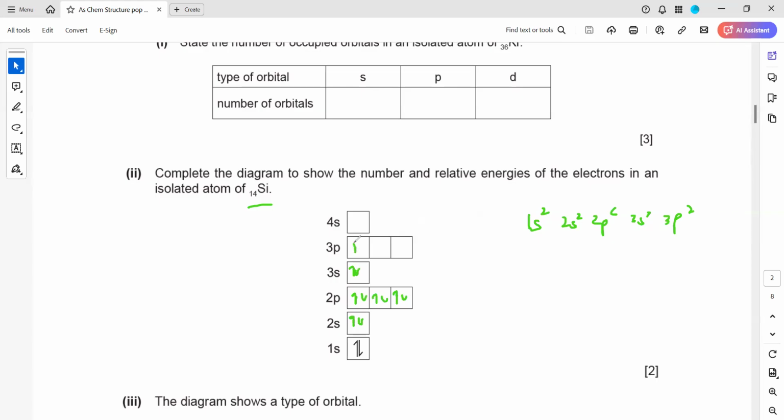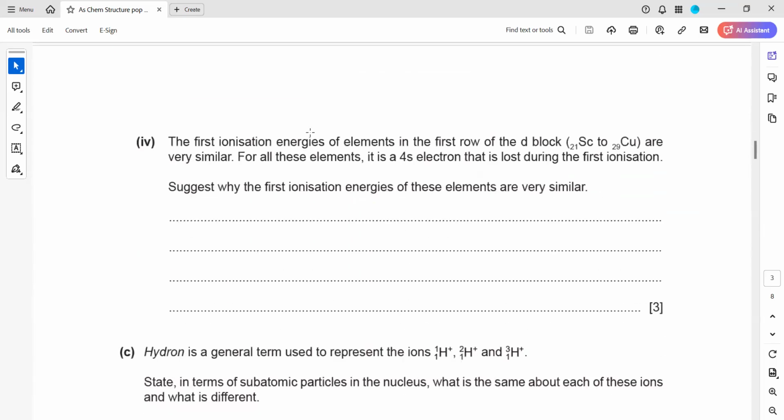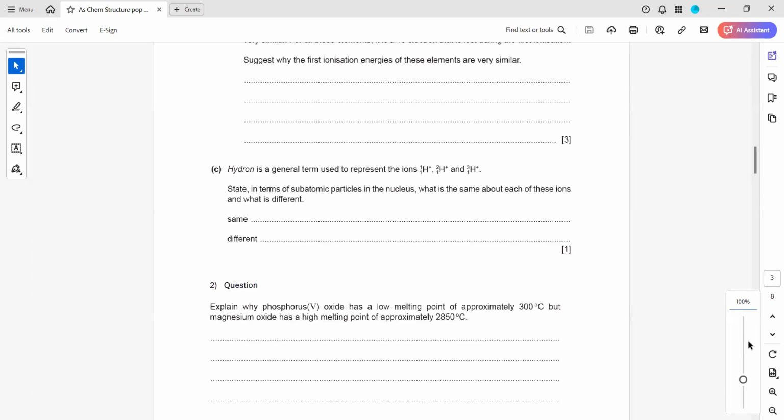3p will have 2, so they will occupy singly first. If 3p3 was there, again single. If 3p4 is there, then they will pair up. Any doubt on page 3? Page number 3, any doubts?